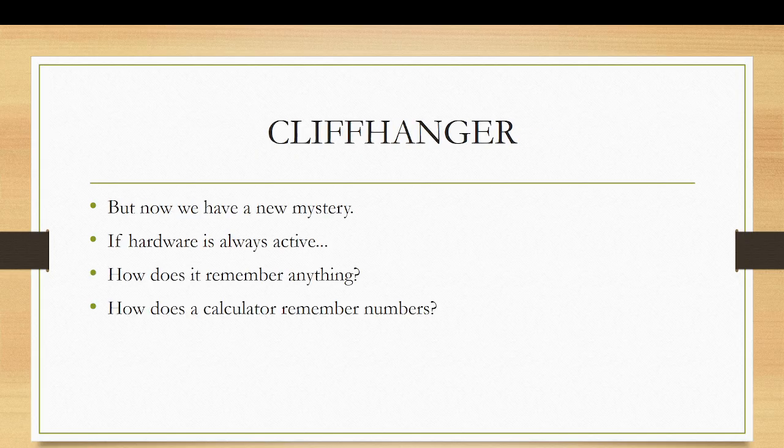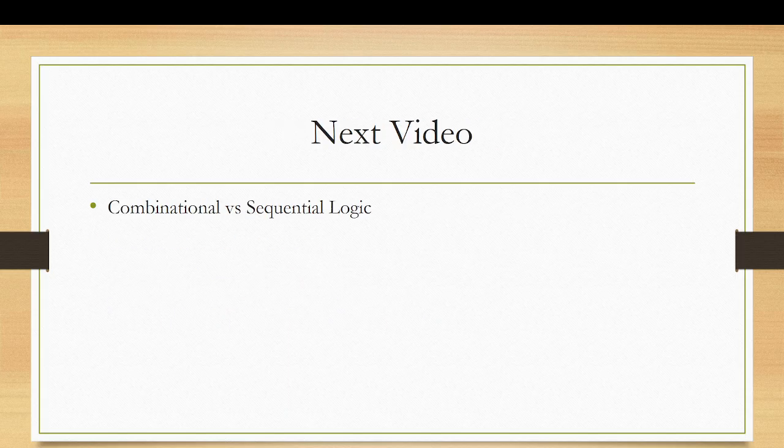But now we have a new mystery. If hardware is always active, how does it remember anything? How does a calculator remember numbers? How does RAM remember data? How does a CPU remember instructions? Where does memory come from? And that brings us to the next chapter: combinational logic, sequential logic, flip-flops, registers, and the secret behind memory itself.